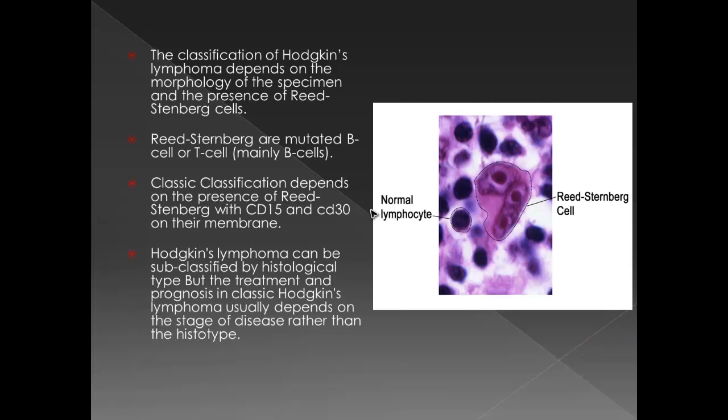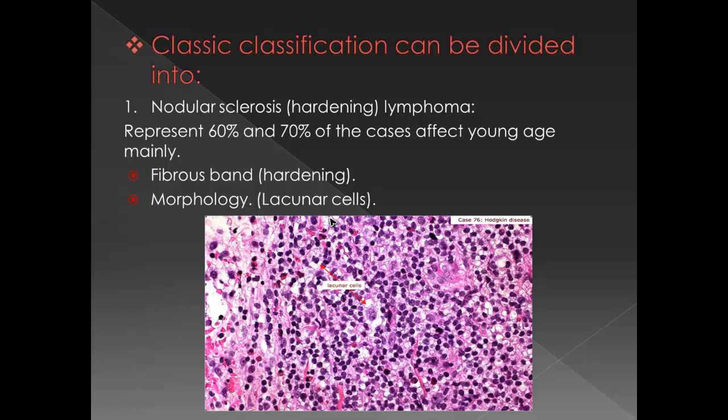Classification. The classification depends mainly on the morphology under the microscope. There are two types of classification. Classic is characterized by finding Reed-Sternberg cells under the microscope with CD15 and CD30 on their membrane. Non-classic is characterized by finding Reed-Sternberg cells without CD15 and CD30. First, we are going to talk about the classic classification.